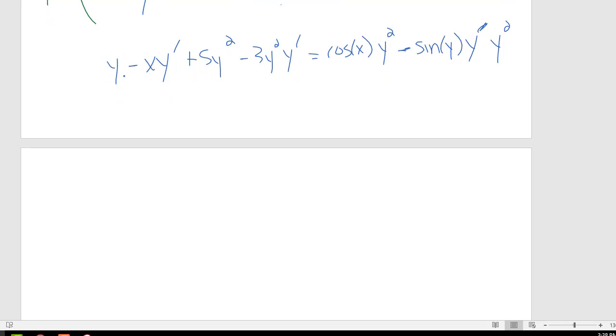Right? So again, here's something that doesn't have a y prime. I'm going to subtract that over. Here's something that doesn't have a y prime. I'm going to subtract that over. This doesn't have a y prime. I'm going to leave it. And this does have a y prime, so because it's being subtracted, I'm going to add it over. So this y prime term here is going to stay. This y prime term here is going to stay. And then this y prime term I'm going to add to the other side.